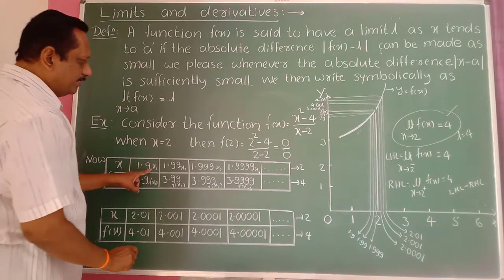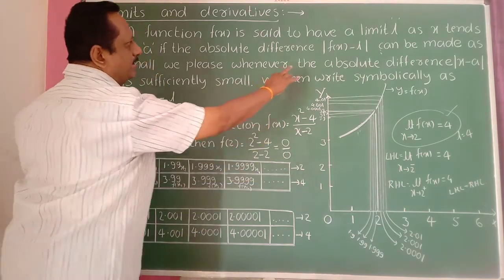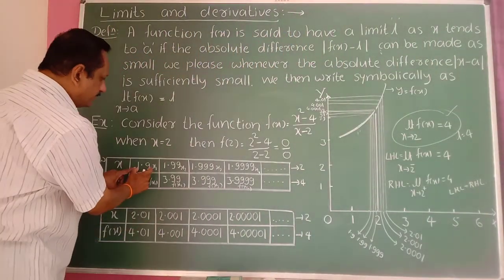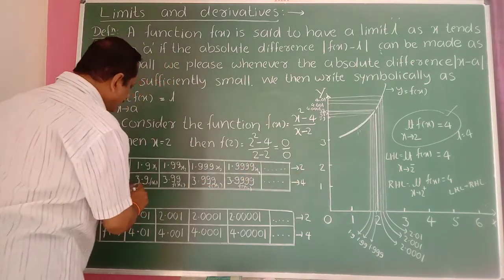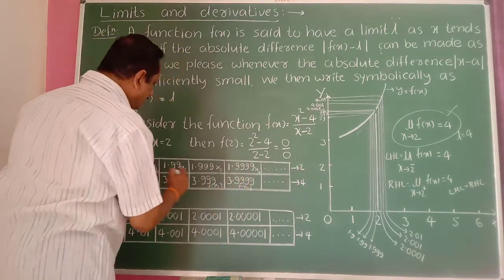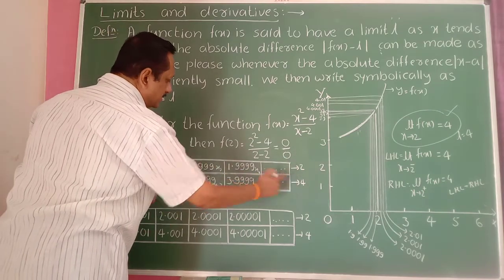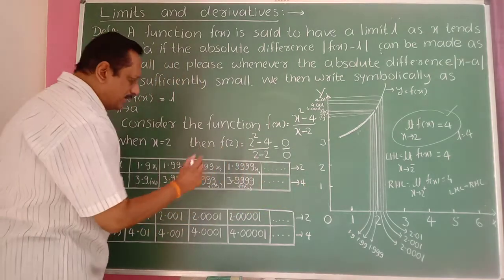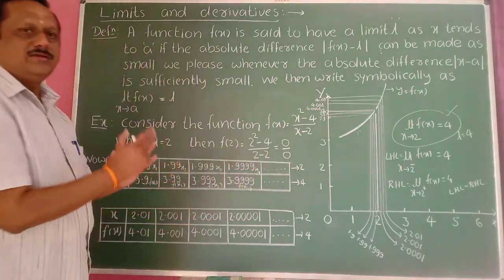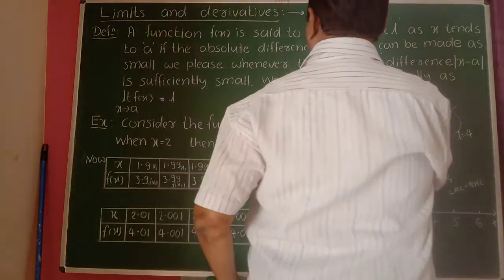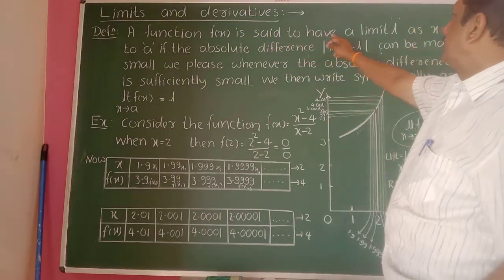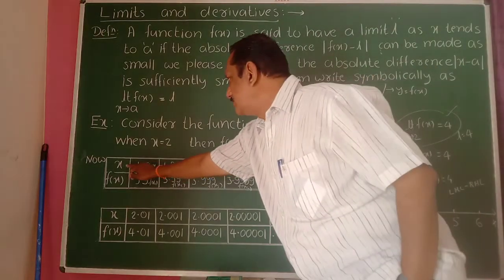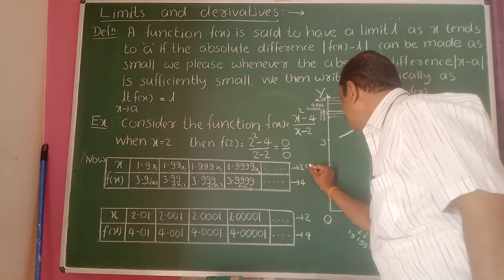ನೀವು this minus this ಅಂದ್ರೆ modulus of x minus a. Modulus of x minus a means this value minus this value. When this value is very small here, then this value is also very small here. So that's why the definition is what? A function f of x is said to have a limit L as x tending to a. This is the value a.